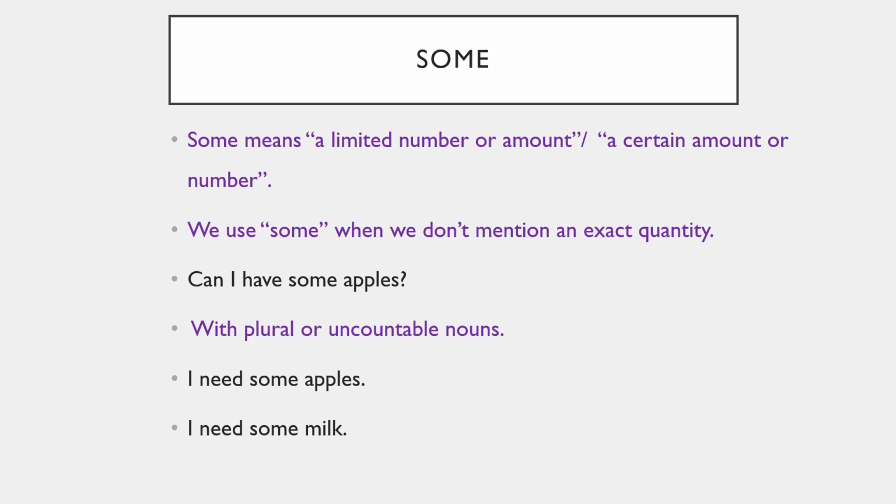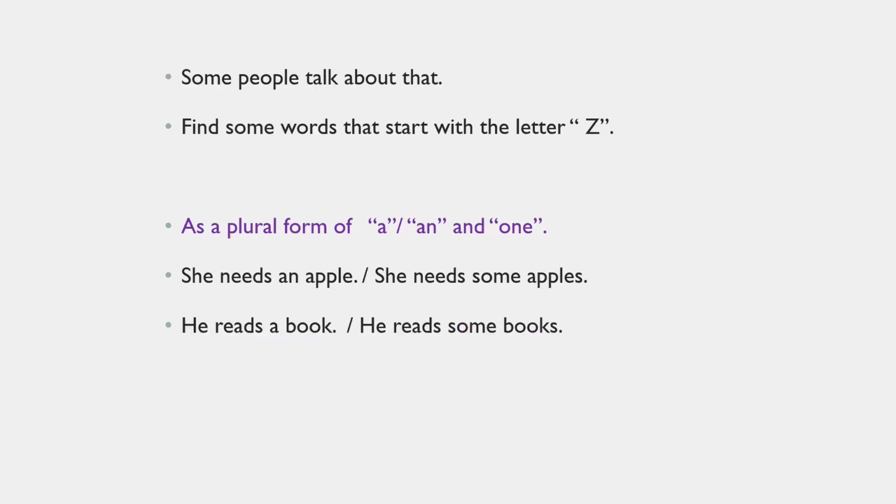The second point, we use some with plural or uncountable nouns. For example, I need some apples. Apples, plural noun. I need some milk. Milk, uncountable noun. Some people talk about that. People, plural noun. Find some words that start with the letter Z. Words, plural. So we can say some words. We can use some as a plural form of one. And sometimes we use some as a plural form of a or an.